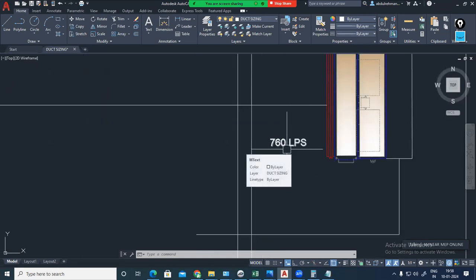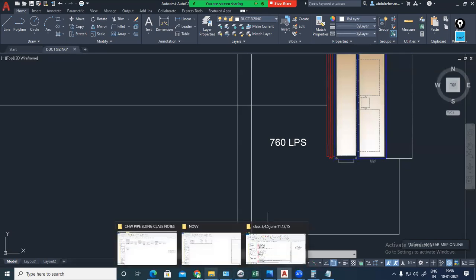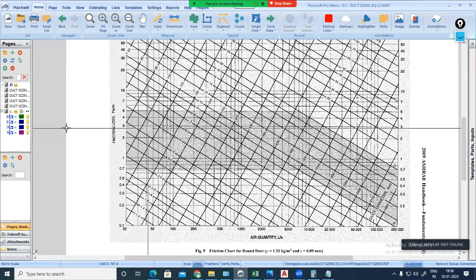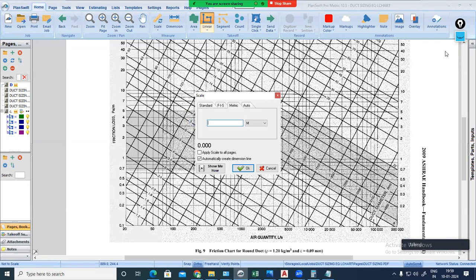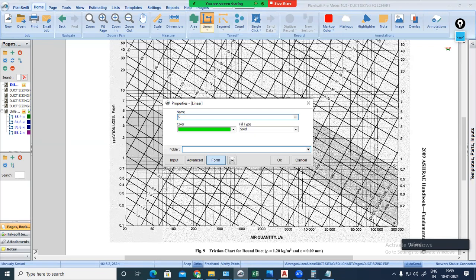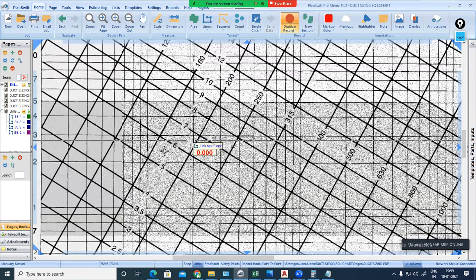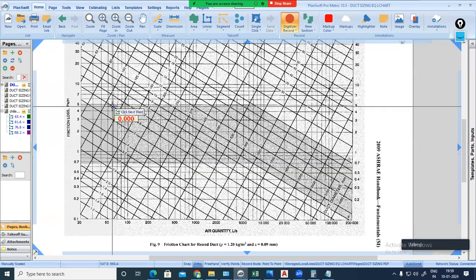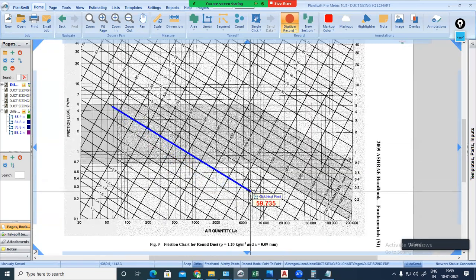maximum velocity I can go up to what extent? 6 meter per second, right? Mark these 2 parameters in the table. The duct sizer is also possible. I am selecting this one. Where is 6 meter per second? So let me select the 6 meter per second line. That's a maximum. Any value less than 6 is fine. Even you can select 5.5, no problem.